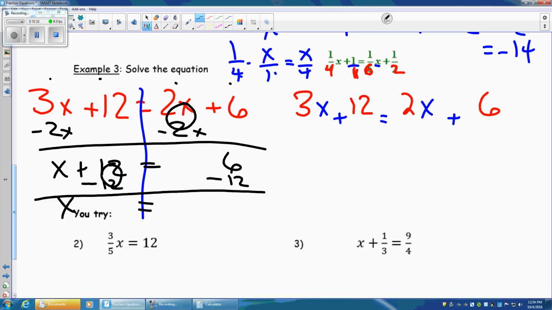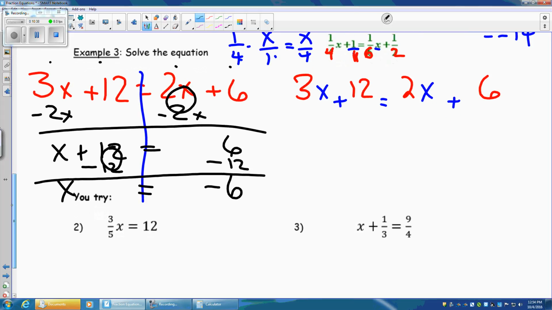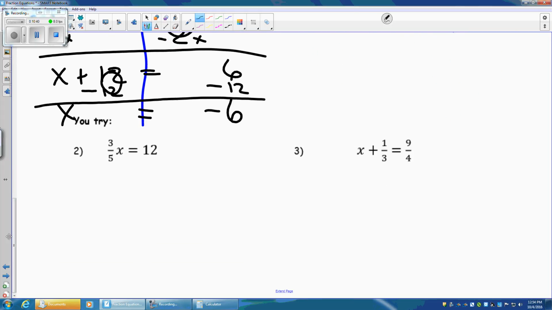X is equal to negative 6. Okay? I was going to have you try 2 and 3, except in the past a lot of people have been getting number 3 wrong, so let's go over one more like that. Remember, this x can be put over 1, and now let's find a common denominator for number 3. Just like the last example that I just did, its common denominator is what?